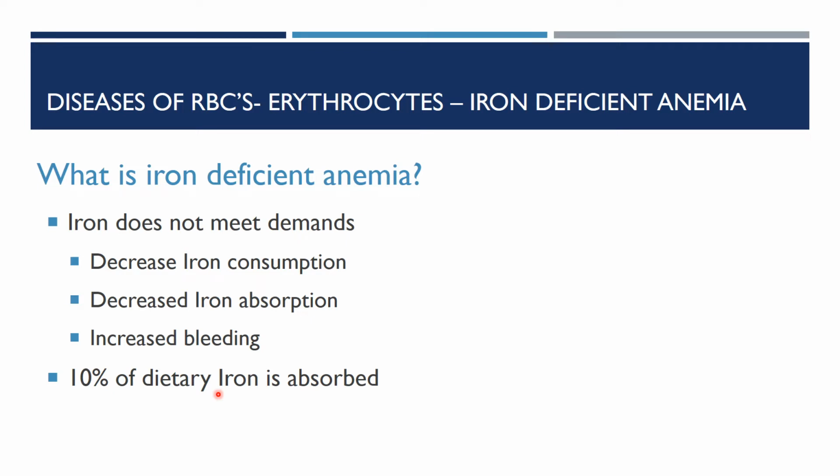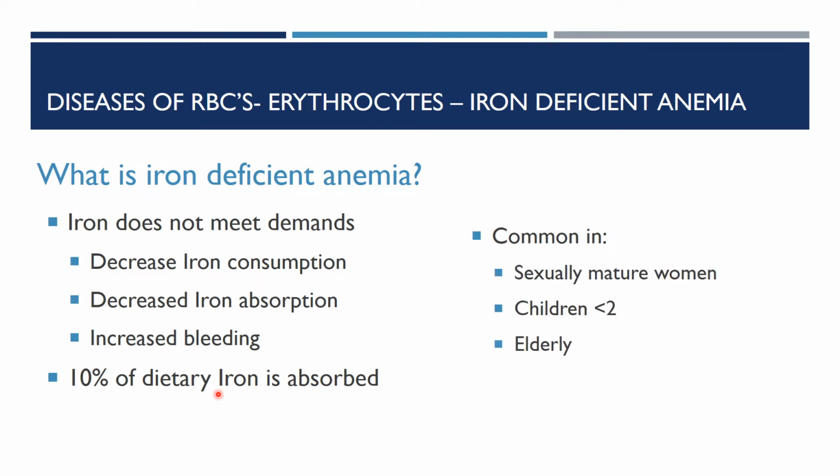Now, this is a particularly important one because we already only absorb 10% of our dietary iron, and so we don't have much room for error, right? So we have to make sure we get this in our body. So this iron deficiency anemia is going to be pretty common in sexually mature women with a regular menstrual cycle, okay, children less than 2, and then elderly individuals.